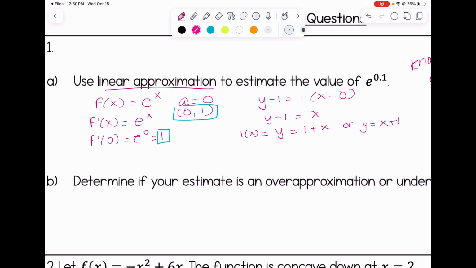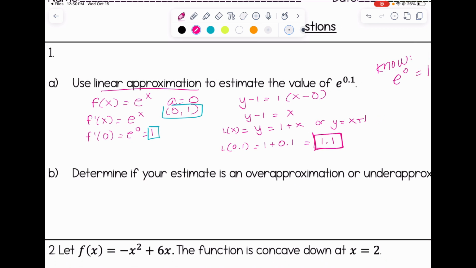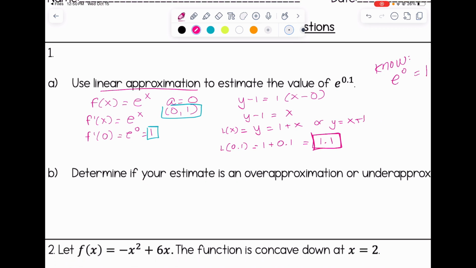Now we want to plug in the value that we're trying to estimate, which is 0.1. So 1 plus 0.1 is 1.1, and that would be our final answer to this question. For part B, we wanted to determine if our answer was an over approximation or under approximation. We should know e to the x is concave up, so when we draw a tangent line, it's going to be slightly below the curve. So this is an under approximation, or an underestimate.